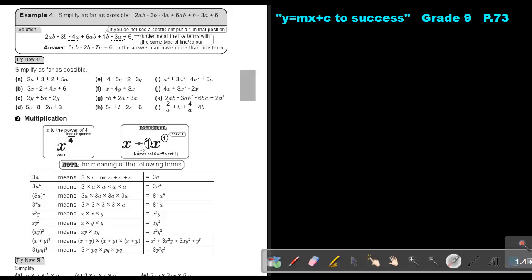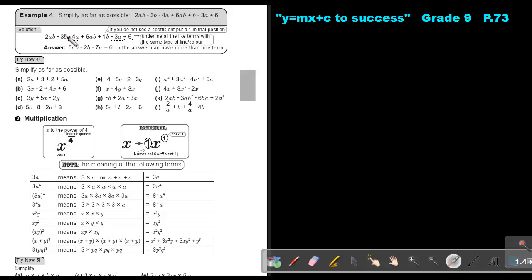Okay, let's look at example 4. Simplify as far as possible. Again, there's an expression with 1, 2, 3, 4, 5, 6, 7 terms. So what do I do? I first mark my like terms. If you do not see a coefficient, put a 1 in that position. So there I was putting a 1. Now this 2 is like, this 2 is like, this 2 is like, and this one is on its own. I can only add and subtract like terms. So then it's 2 plus 6, that will be 6ab.